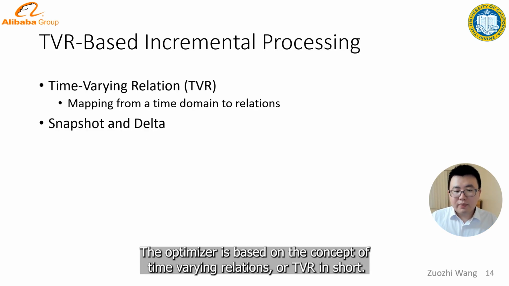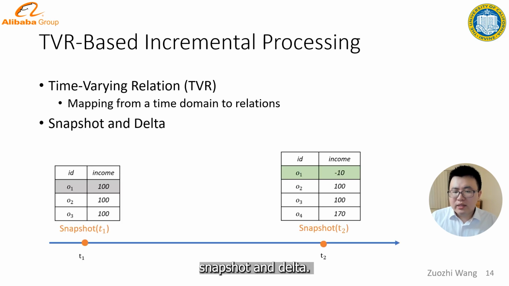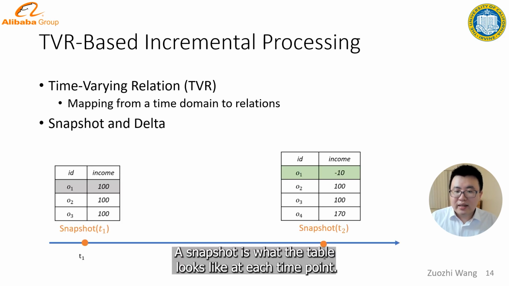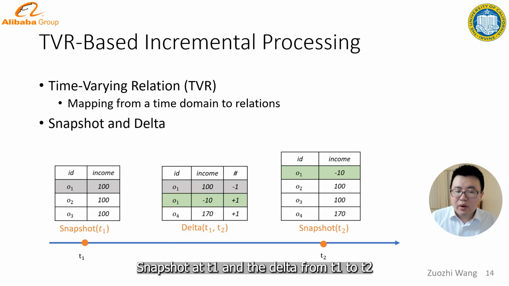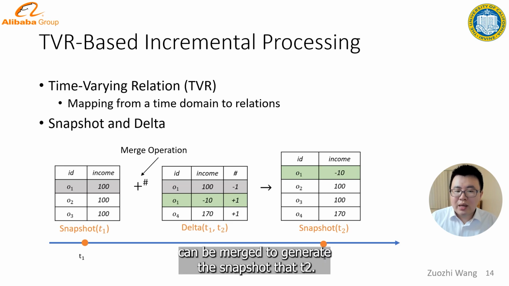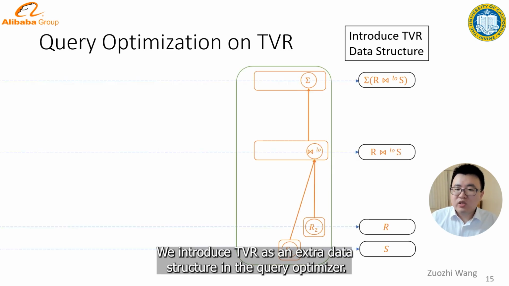The optimizer is based on the concept of time-varying relations, or TVR in short. TVR has two perspectives, snapshot and delta. A snapshot is what the table looks like at each time point, and a delta is the changes between two time points. The snapshot at T1 and the delta from T1 to T2 can be merged to generate the snapshot at T2.